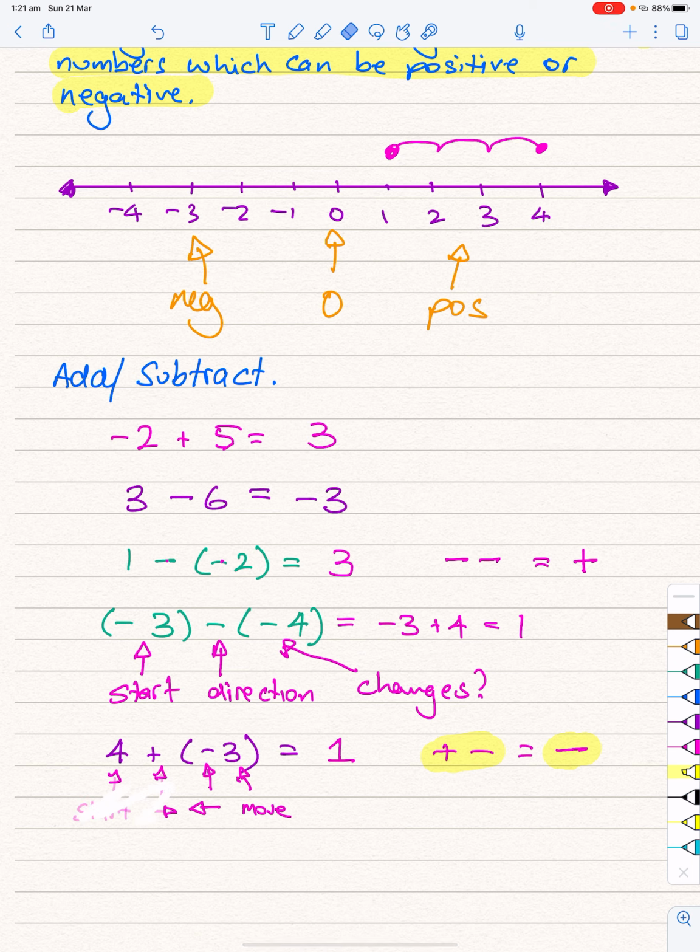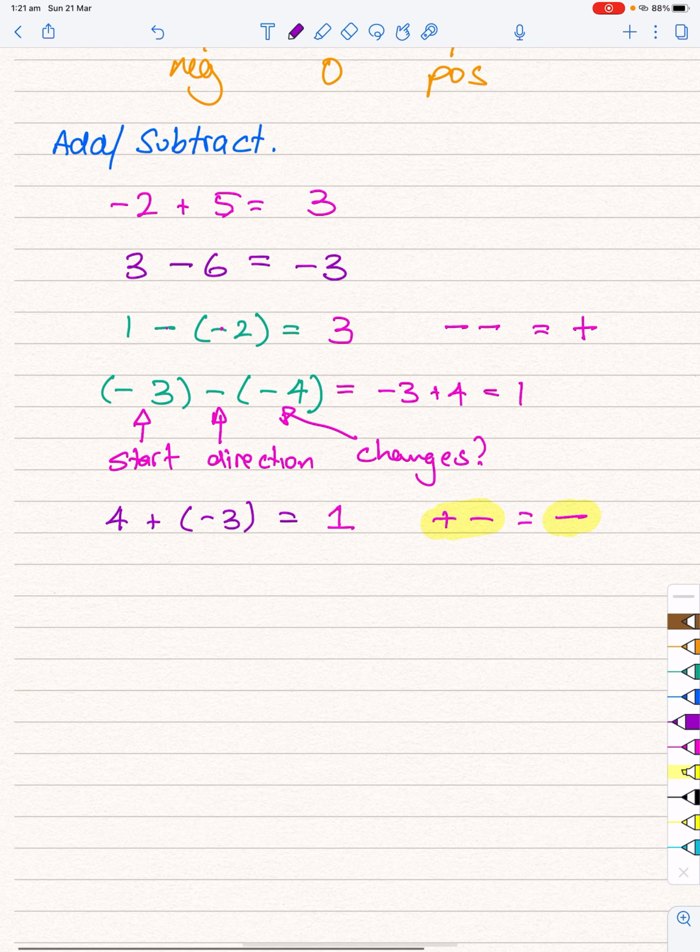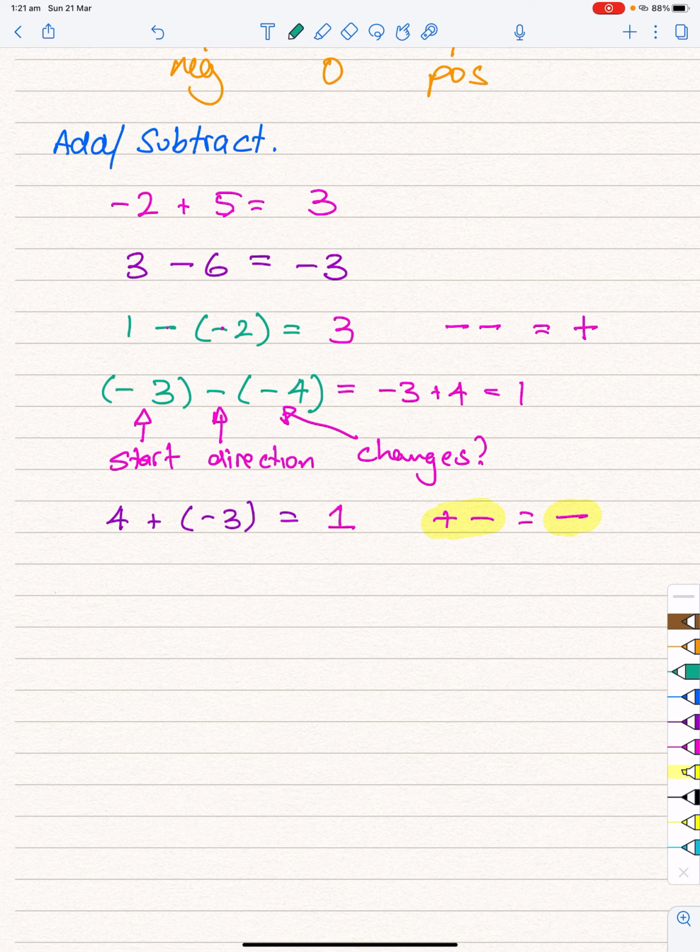So let's rub out our directions and let's try a question without a number line. So let's move the number line away. And let's do, with green, we're going to do -5 take away 3. We're going to do -5 take away -3. And then we're going to do 6 plus 2 take away 12. All right, let's do these three.